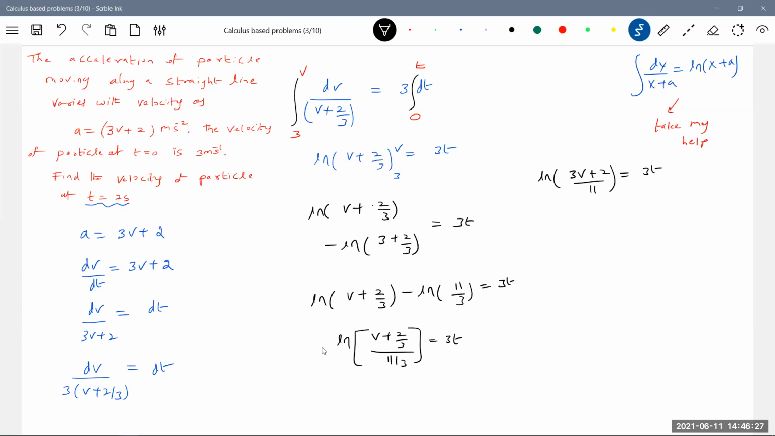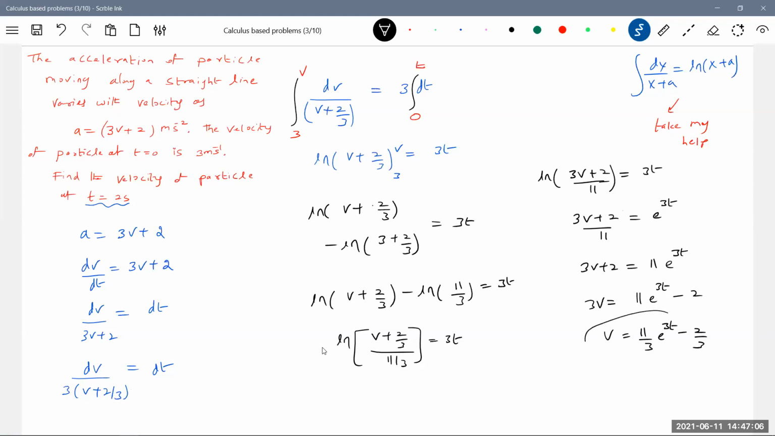Now what to do now? We know we can convert this into exponential. Log sending to the other side will become exponential. This will become e to the power of 3t. So this will become 3v plus 2 equal to 11 e to the power of 3t. So v is equal to 11 e to the power of 3t minus 2 by 3. Okay, this will be our expression for the velocity.